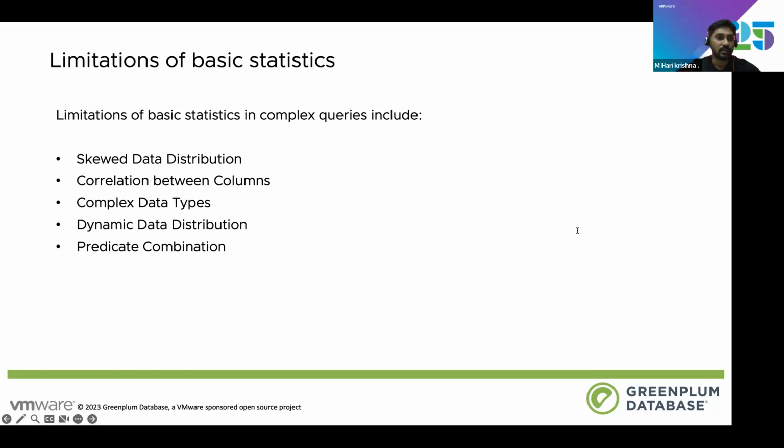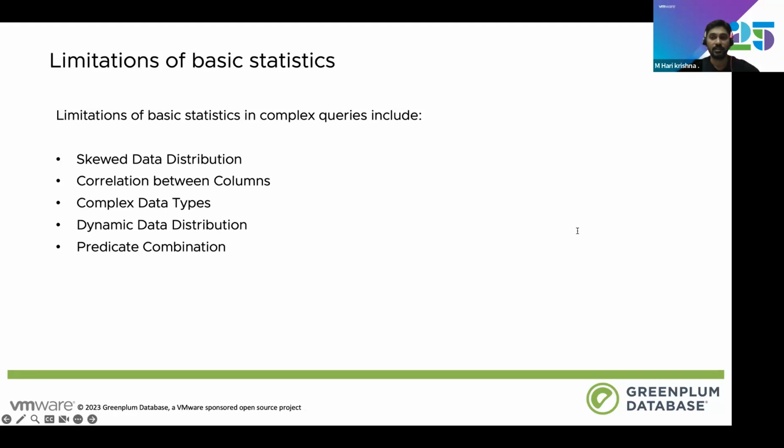The other one is dynamic data distribution. The basic statistics are collected during table statistics collection or query planning time and may not accurately capture the changes in data distribution that can occur over time in dynamic databases. The changes in the data distribution due to updates, inserts, and deletes may not be reflected in basic statistics, resulting in suboptimal query plans again.